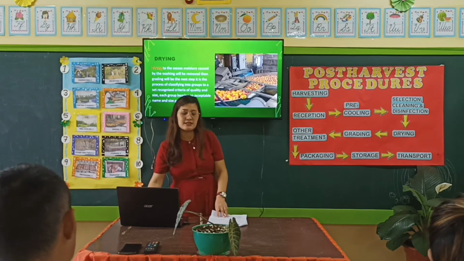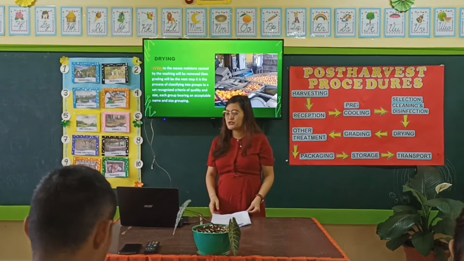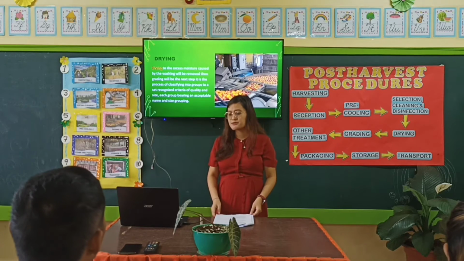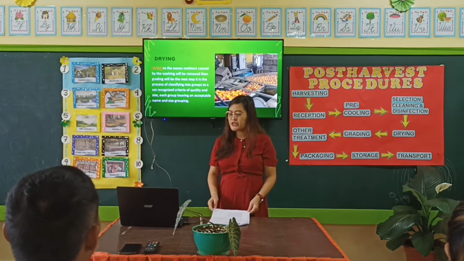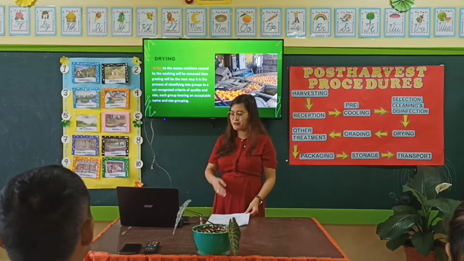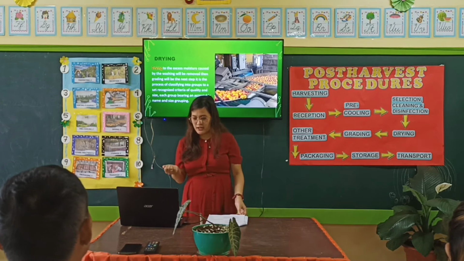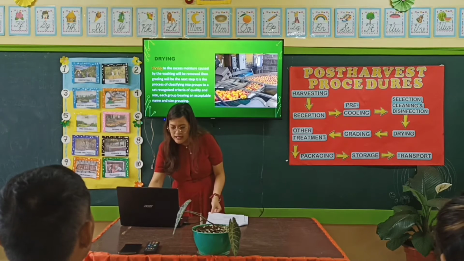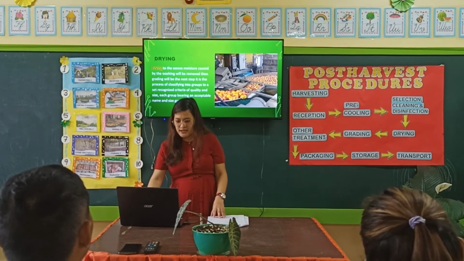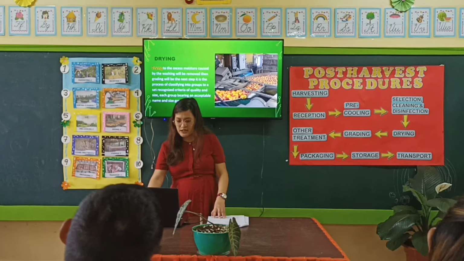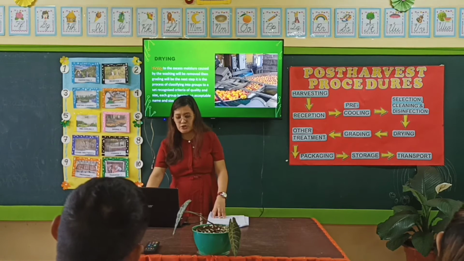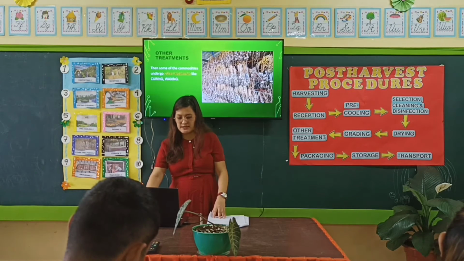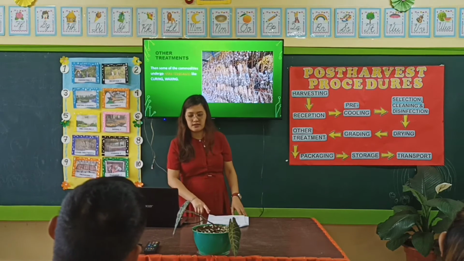So next is drying. In drying, the excess moisture caused by washing will be removed, then grading will be the next step. So after drying, we have the grading. It is the process of classifying into groups according to recognized criteria of quality and size, each group bearing an acceptable name and size grouping.